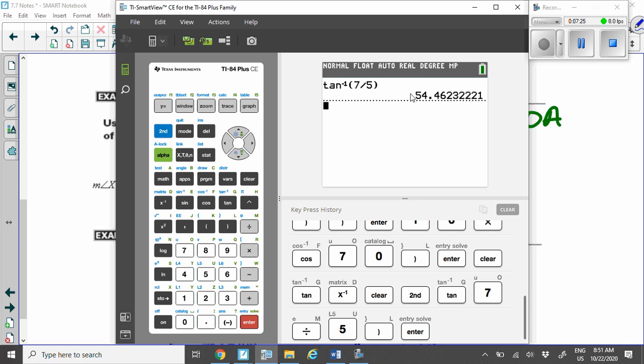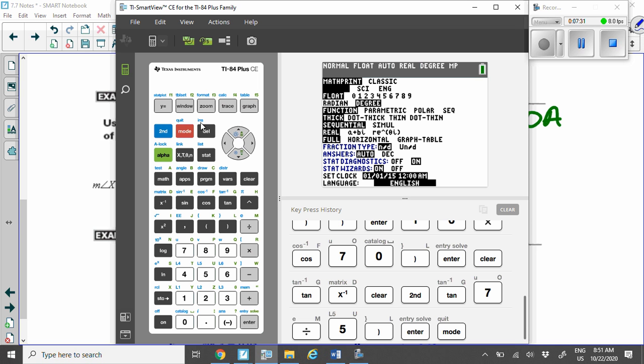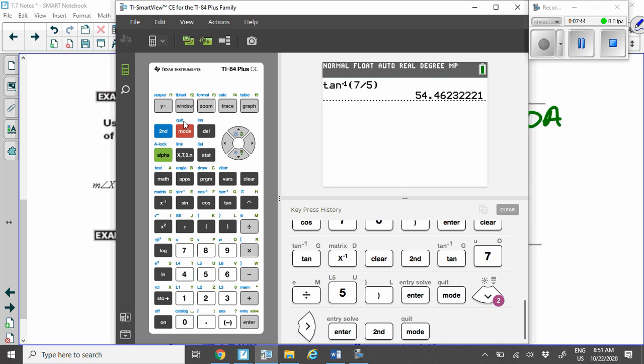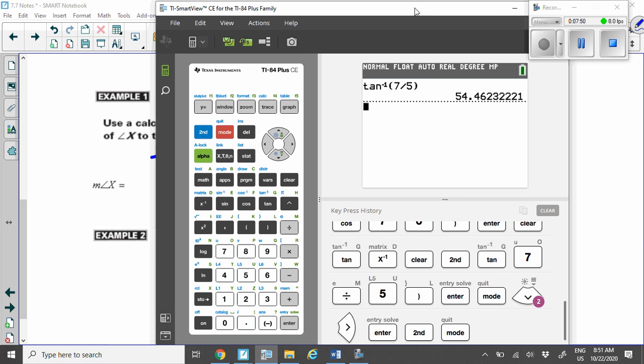Now make sure when you're doing this, you are in degree mode. In order to do that, remember you have to go to mode and make sure that your degree is highlighted. If it's not, just go down and then go to the right and press enter to make sure it's highlighted. Then we do second mode to quit, okay? And notice up here, it does say degree, so I know I'm in degree mode. So here, our answer is going to be 54.